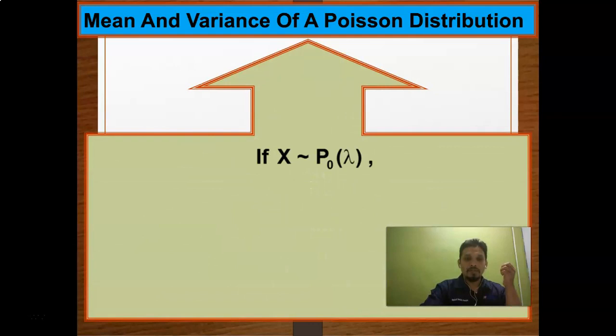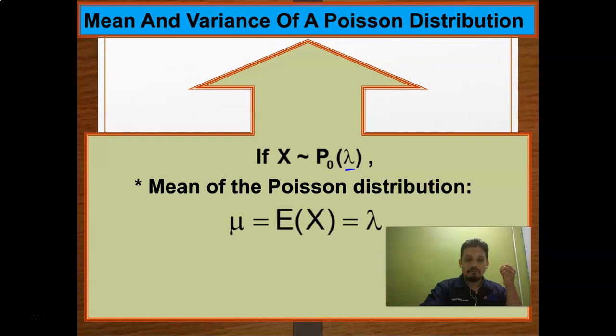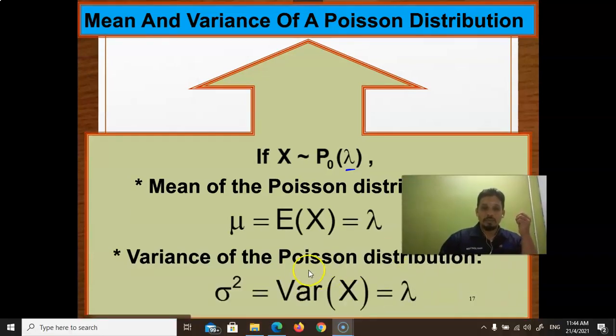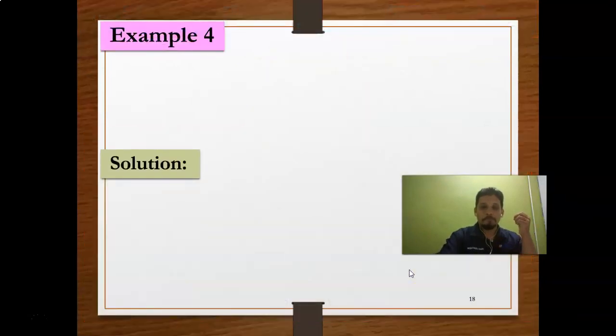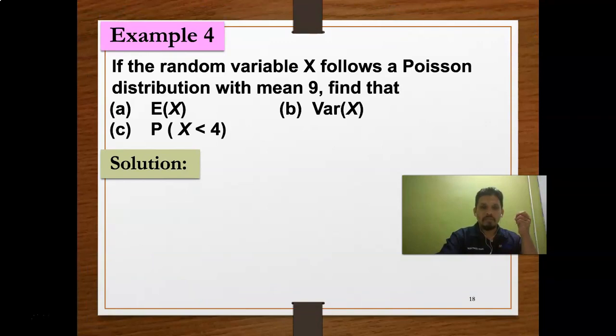Mean and variance of the Poisson distribution. If x is Poisson distributed with parameter lambda, then the mean is lambda itself, and the variance is also lambda. Quite easy, because the parameter also represents the mean and variance. If the random variable x is Poisson with a mean of 9, find E(X). So this is 9, and the variance is also 9. For part C, the probability of x less than 4 means x equal to 0, 1, 2, and 3, not including 4. So you come out with 1 minus the probability of x greater than or equal to 4.